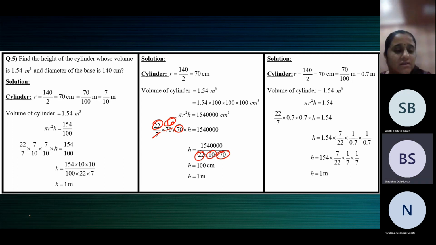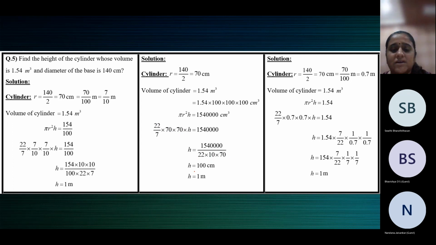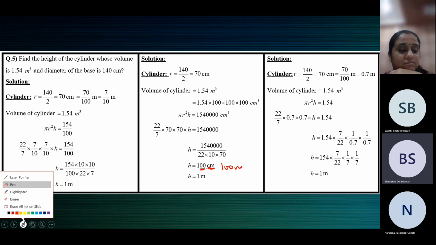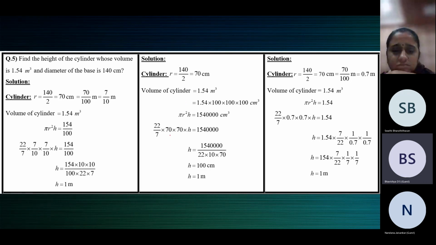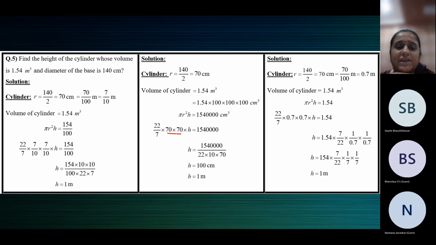Yes, Bhavishya. So on simplifying, we get 100. What is the unit for 100? 100 centimeter, we can make it 1 meter. Why centimeter? Why not 100 meter? Because we are substituting values in centimeter, ma'am. Yeah, because we have taken radius in centimeter and this volume in centimeter cubed. So the answer which you get also will be in centimeter. And we know 100 centimeter is 1 meter. So H is equal to 1 meter.